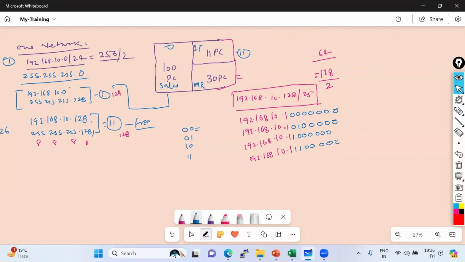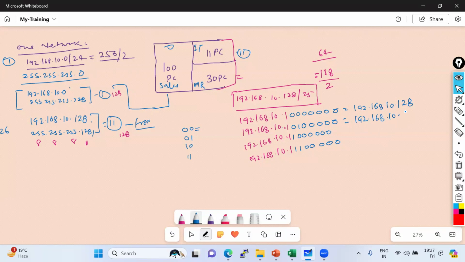Yes, because that one is fixed. So now, what is the network value? 192.168.10.128. Right. And this was 192.168.10.192.